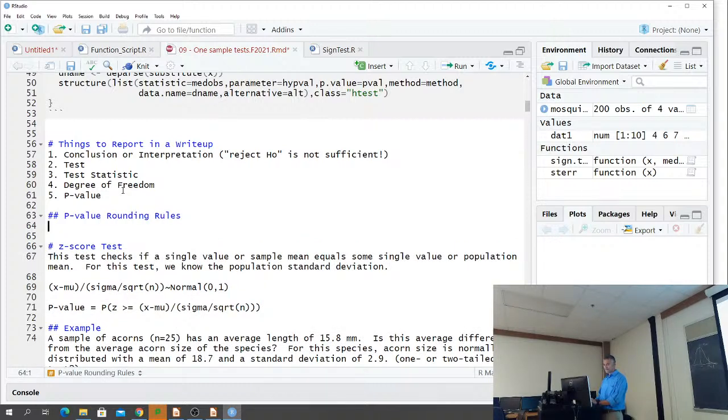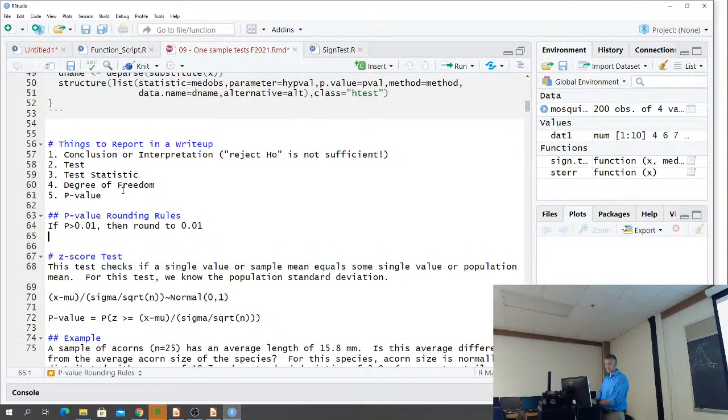So if the p-value is greater than 0.01, then round to 0.01. All right, so if it's greater than 0.01, we're just going to round to that 0.01. So anything greater than that.